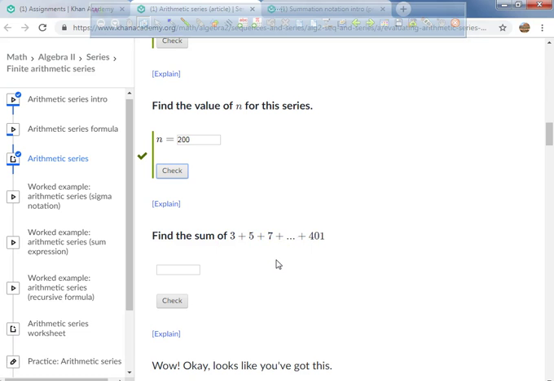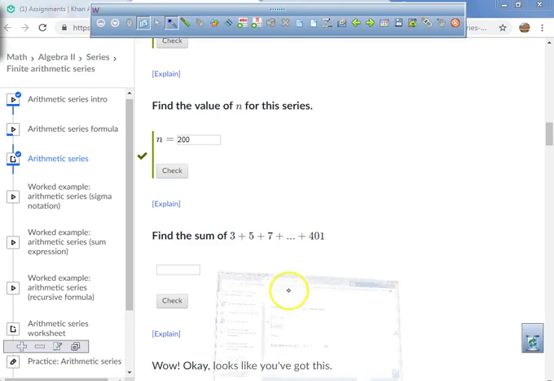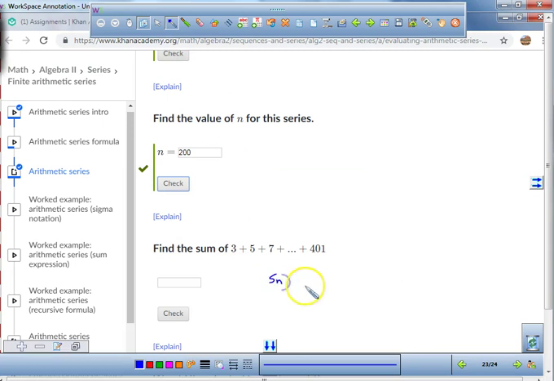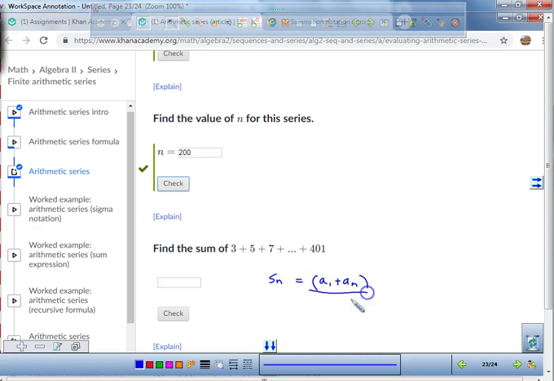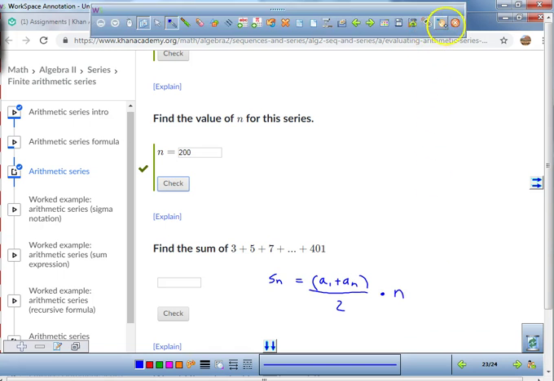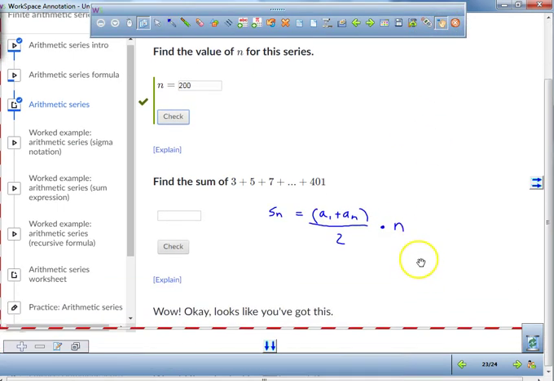Okay. So now we're going to use this to help us with our final answer. We're going to find the sum of all those. Okay, so if you guys would please, we're going to write this right here. We're going to write S of n equals our first term plus our last term, divided by 2, times the number. How many total do we have? A total of 200. Okay?